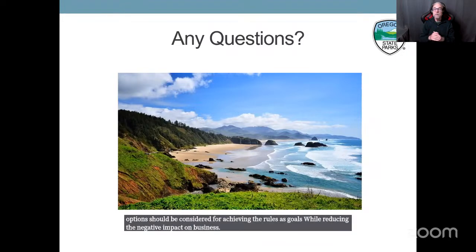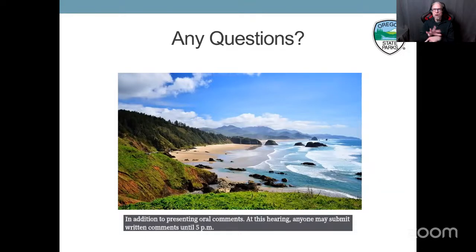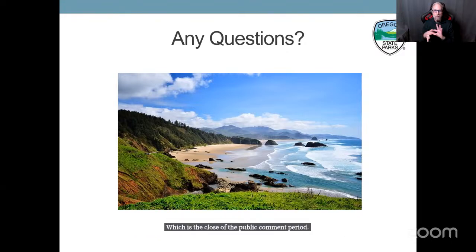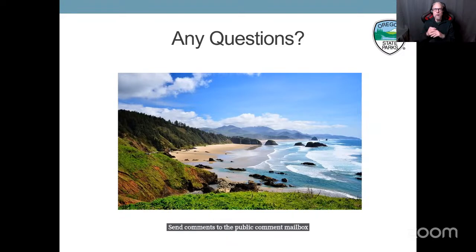In addition to presenting oral comments at this hearing, anyone may submit written comments until 5 p.m. on January 17th, 2025. That is this Friday, which is the close of the public comment period. Comments received after the close of the public comment period will not be reviewed or considered by the agency unless the agency decides to extend the public comment period for everyone. Send comments to the public comment mailbox or to the State Parks office. Those addresses are posted on the PowerPoint slide on my screen coming up.